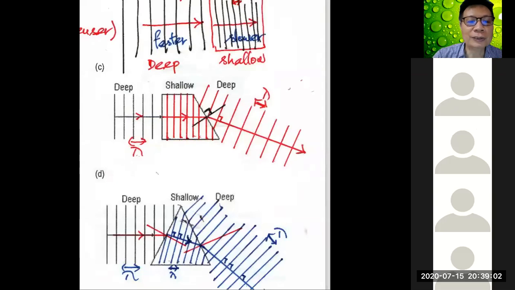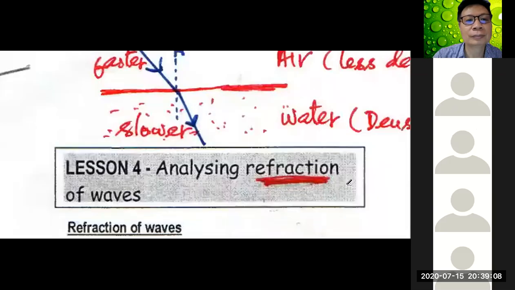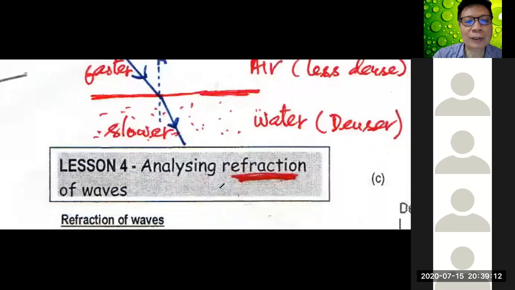When you look at the paper, you get a shock, a lot of drawing. Okay, your title: lesson 4 is refraction of wave. Refraction is spelled FRAC. Your previous lesson was reflection, FLEC. They are different. This one is FRAC, refraction.